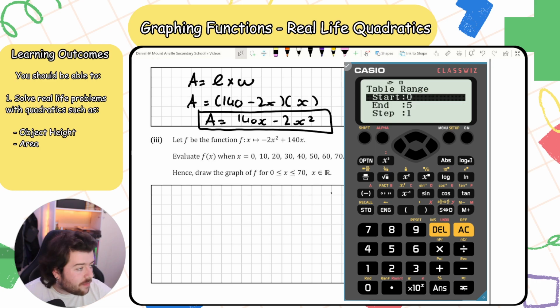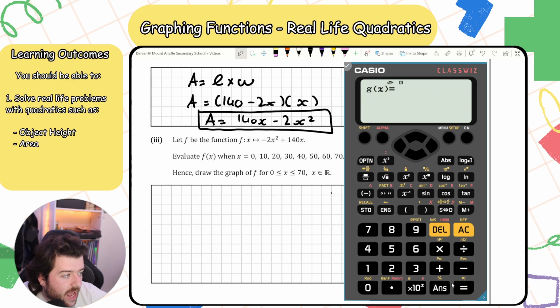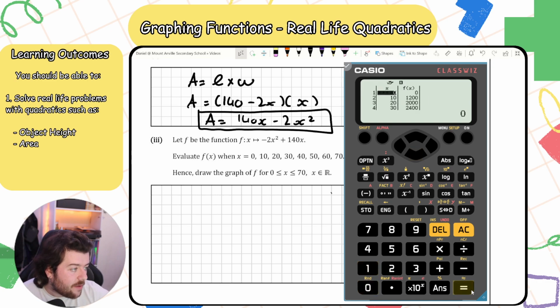So I am starting at 0, and can you let me finish off, please? Yeah, starting at 0. There we go. I'm ending at 70, and I'm going up in tens. There's my table of values there. 0. 10 is equal to 1,200, 20 is equal to 2,000, 30, 2,400, 40, 2,450, 2,060, 1,270, 0.